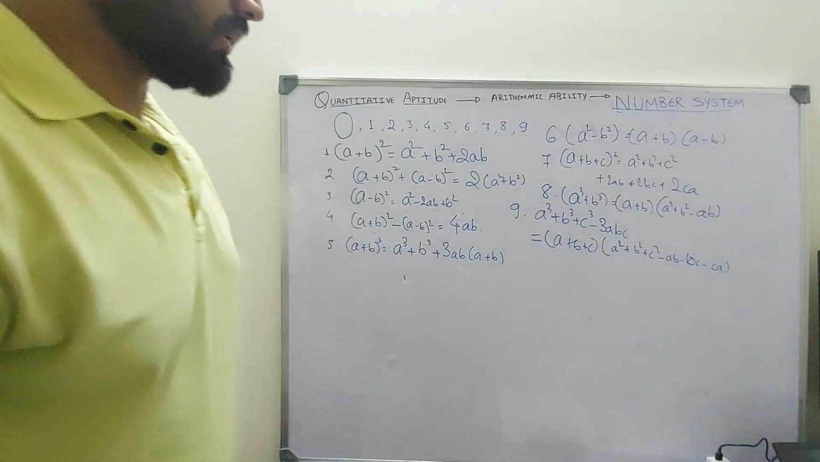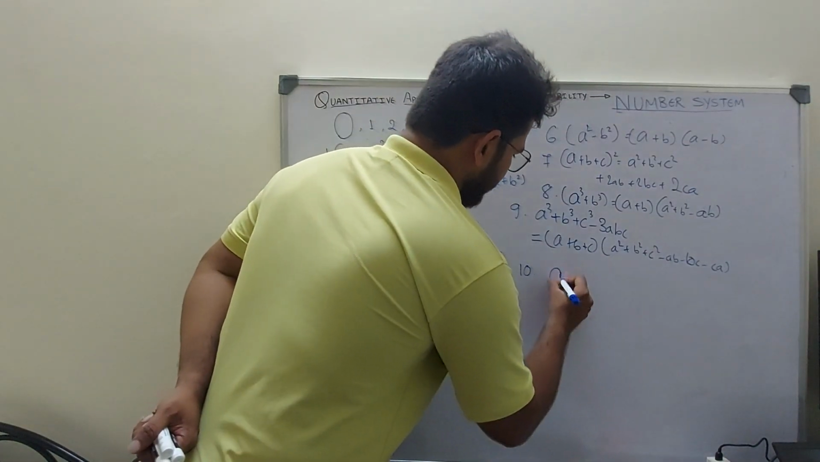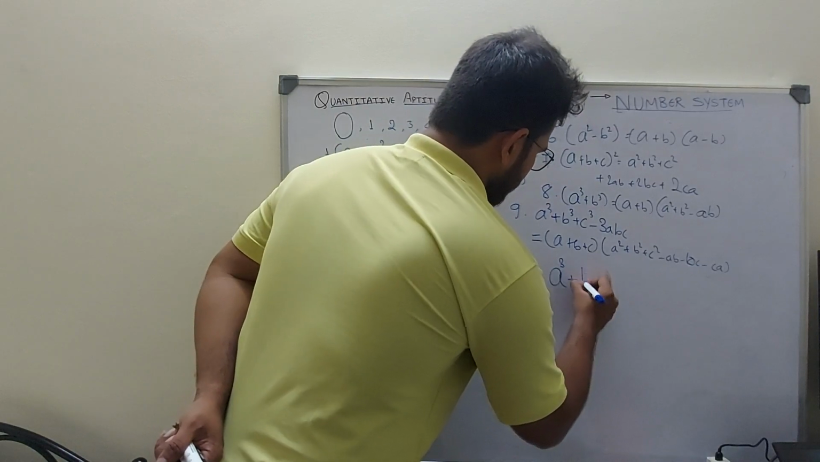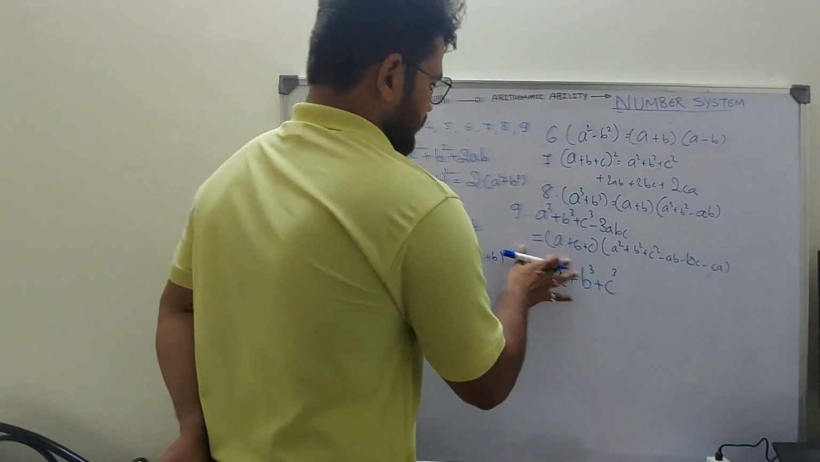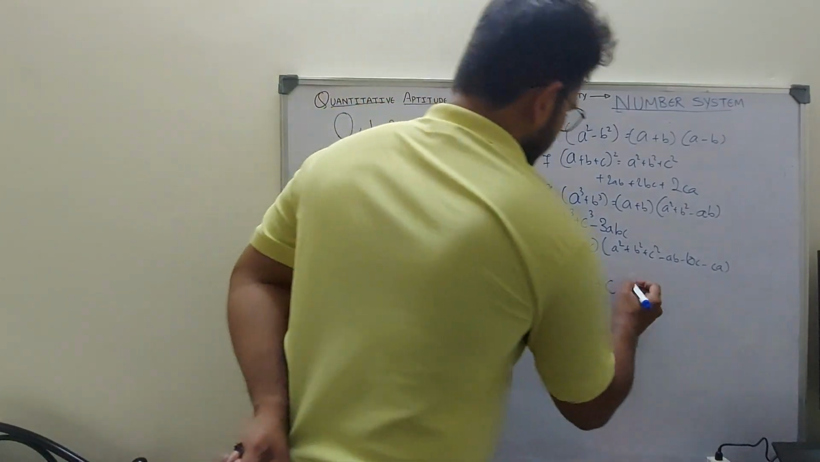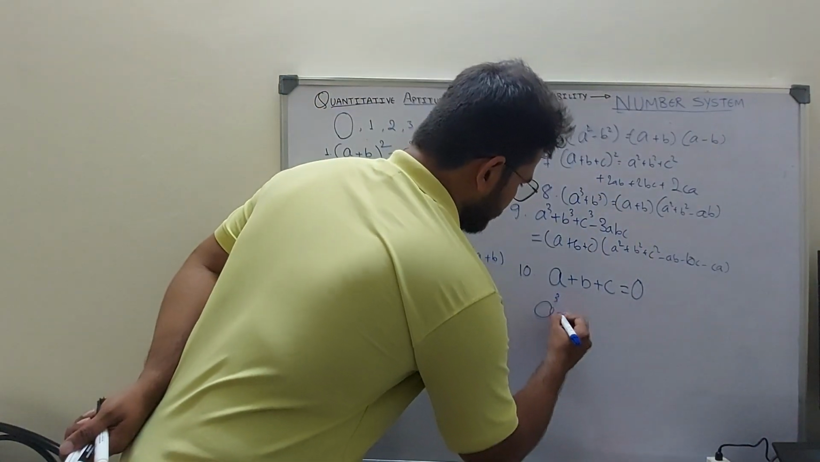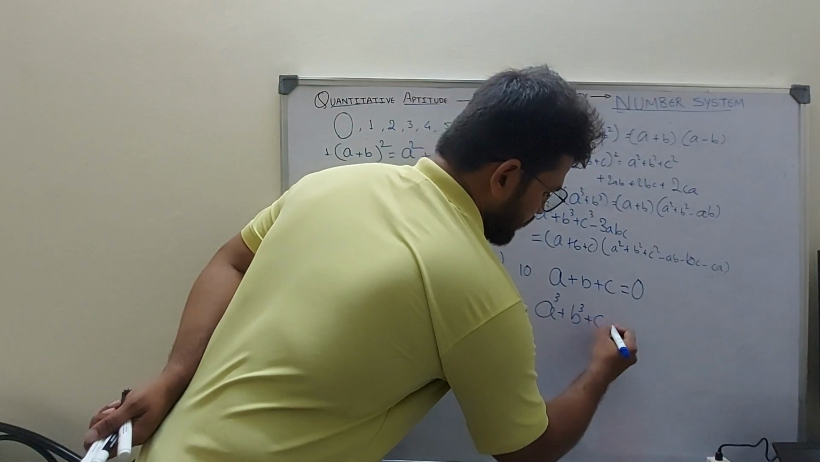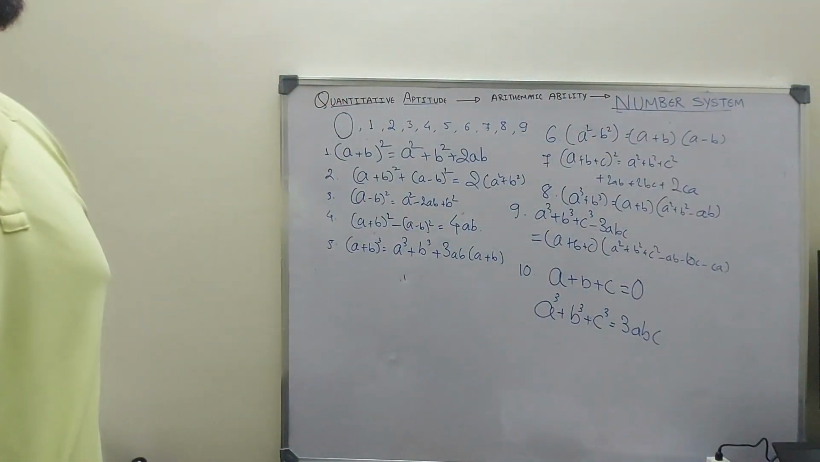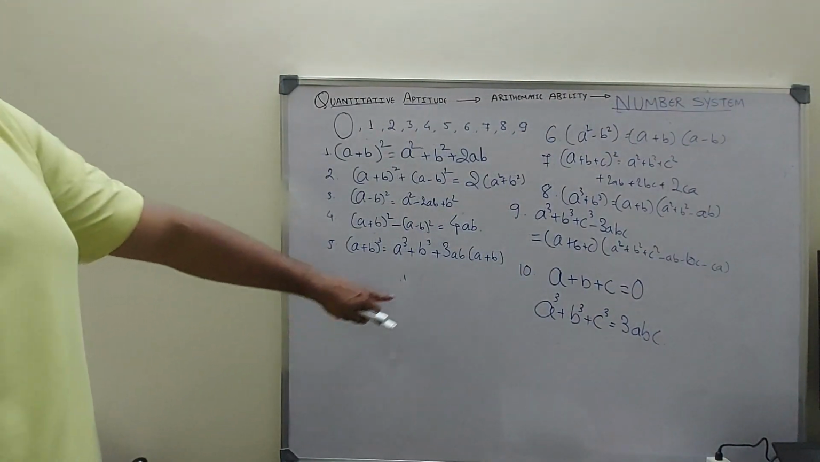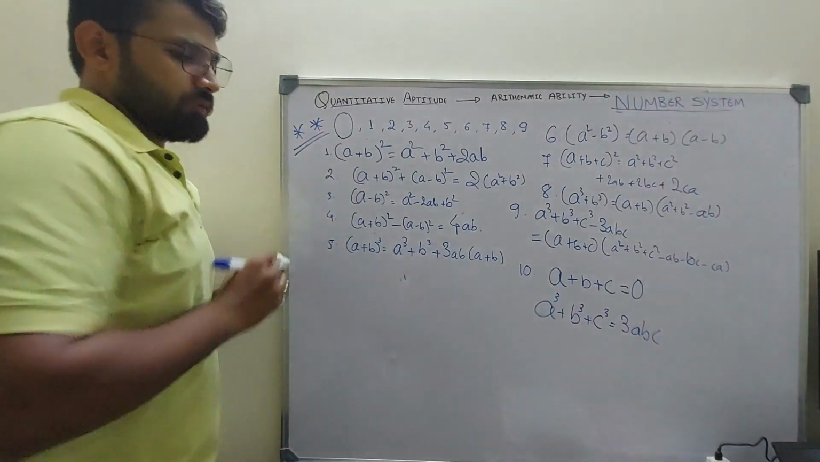Okay, remember this formula. And one more thing, this is an identity also: for a cube plus b cube plus c cube, if a plus b plus c is equal to 0, then a cube plus b cube plus c cube is equal to 3abc. Okay, so these are 10 formulas. These are important formulas. Keep this in mind. This will be very helpful for you guys.